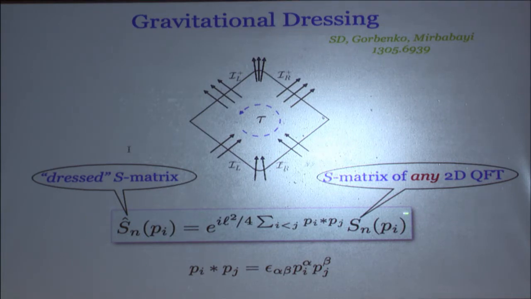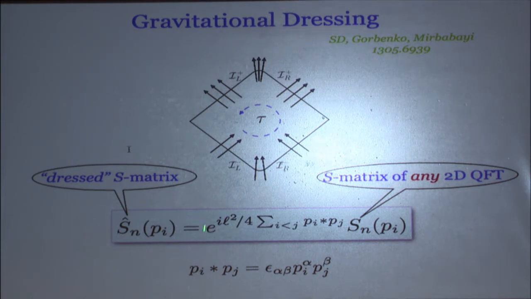We noticed that one can start from the initial S matrix and multiply it by a factor like this, where the sum is going over the cyclic ordering. And this P star product is just the usual star product in 1 plus 1 dimensions. And L is a new parameter. The name gravitational dressing refers to the fact that, as I'll argue, there are many reasons to think about this new theory as being gravitational. So you should think about L as an analog of the Planck length, the Planck scale.